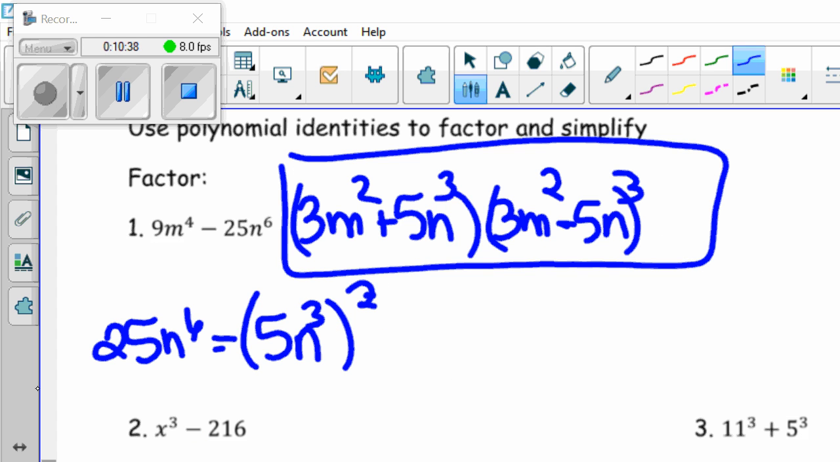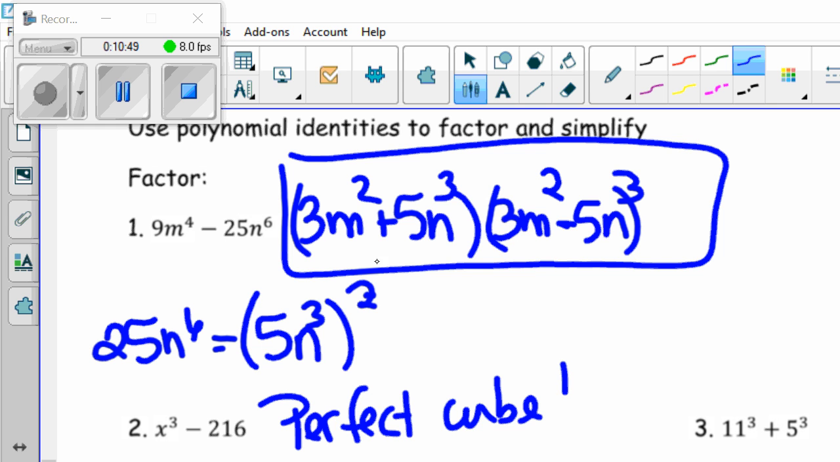x cubed minus 216. x cubed is a cube. So then I'm checking, is 216 a perfect cube? It is. So this is a perfect cube. So then we have that identity that we have memorized for the difference of cubes. It takes the cube root of both of these. So the cube root of x cubed is x. I keep the sign, minus. The cube root of 216 is 6.